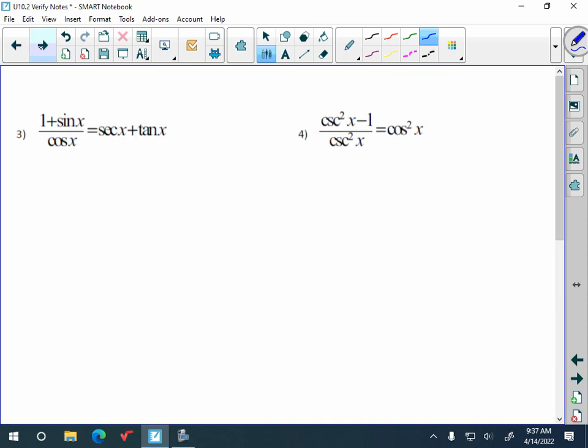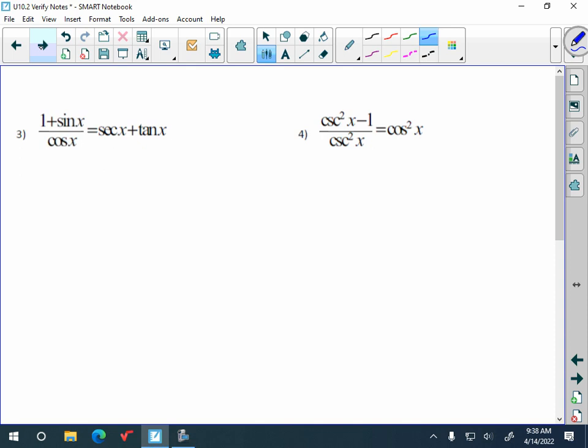All right, number 3: (1 plus sine x) over cosine x, and we need it to be secant x plus tangent x. Now, we don't have a Pythagorean identity because we don't have any squares. So you can't change 1 plus sine x to anything.